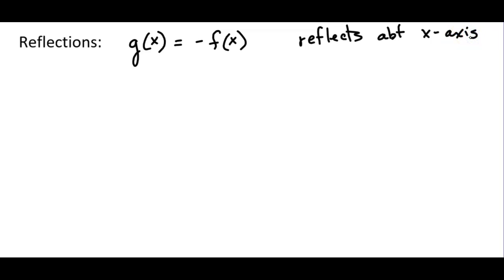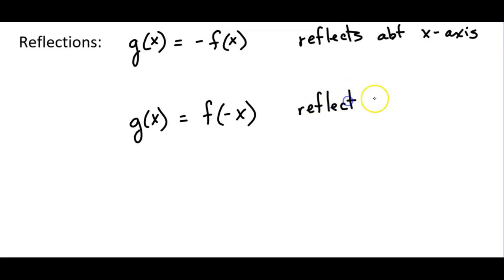And then the other type of reflection is if you have f of the opposite of x. So in other words, you're changing the sign on the input, and then applying the function. That's going to reflect about the y-axis. Now, if your function is symmetric about the y-axis, you're not going to see a reflection, because it's just going to look the same. But we have some examples where you'll be able to see the reflections. So, reflects about the y-axis, okay?